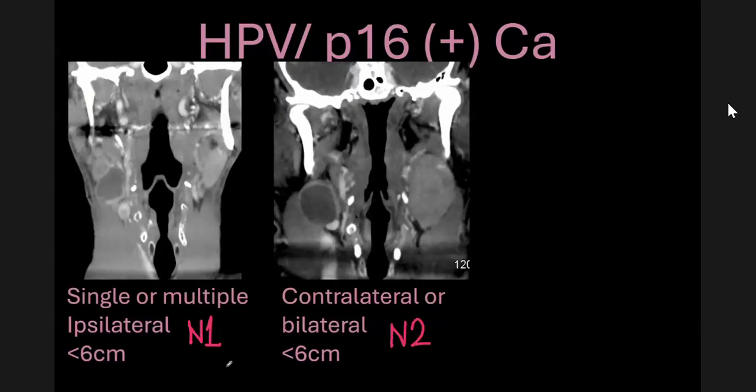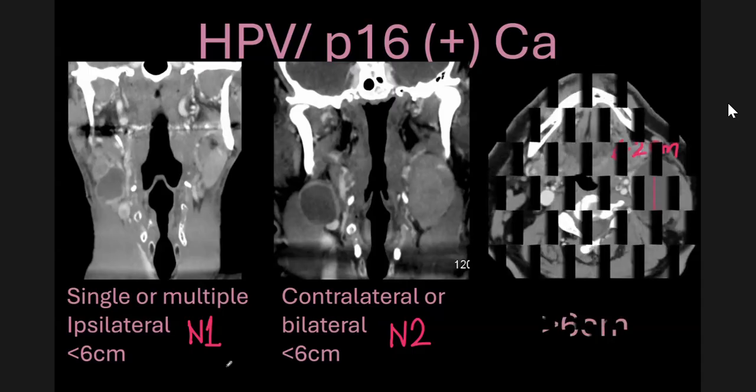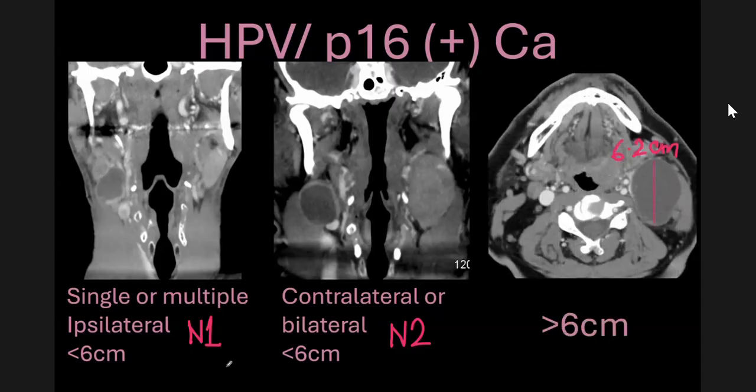So multiple lymph nodes on the other side or single lymph node on the other side that is less than 6 centimeter, that is N2 stage. And then if you have lymph nodes that are more than 6 centimeter, then that is the N3 stage for HPV associated cancers. Then what about nasopharyngeal cancer?